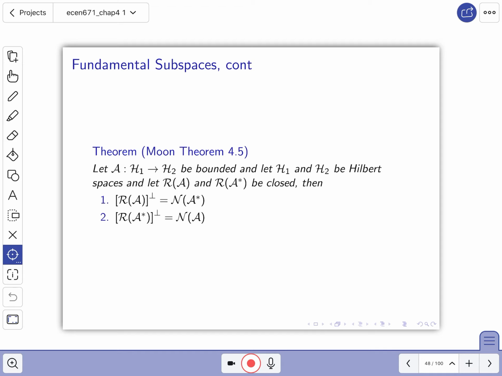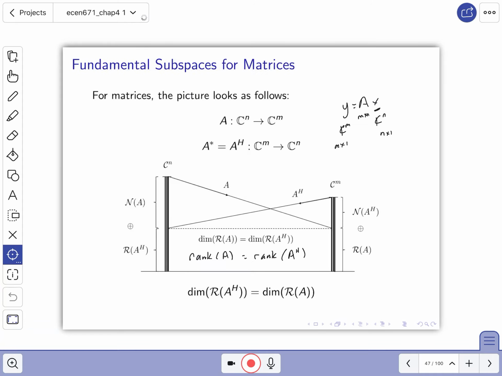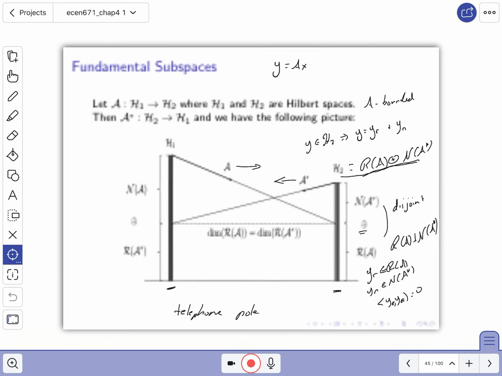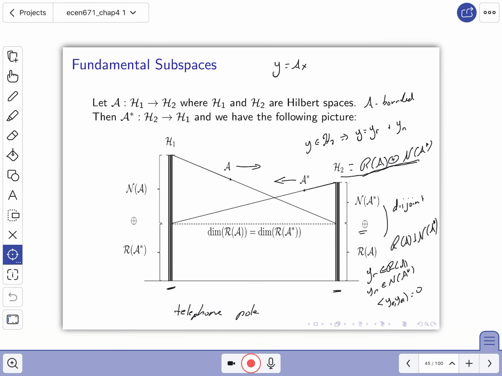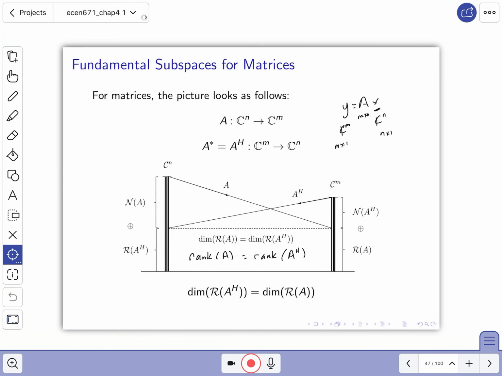Okay, in this case, we can make two statements. First of all, the space that is orthogonal to the range space of A is actually equal to the null space of A star. So if we go back to this picture, we're going to say that the space that is orthogonal to the range space of A is actually equal to the null space of A star. So this means, in fact, because we know that H2 is equal to the range space of A plus the, so I guess I could write it here.